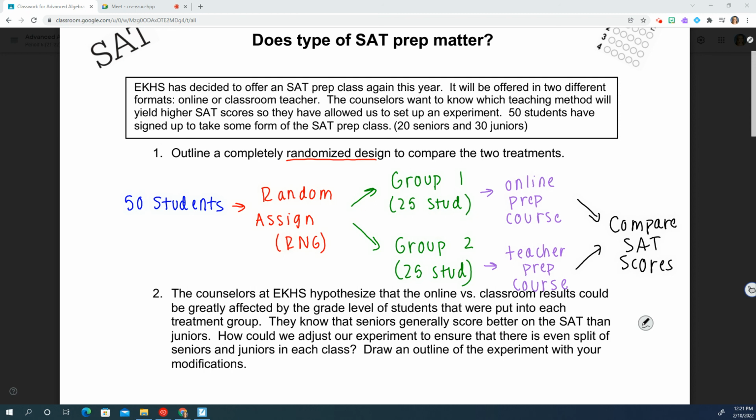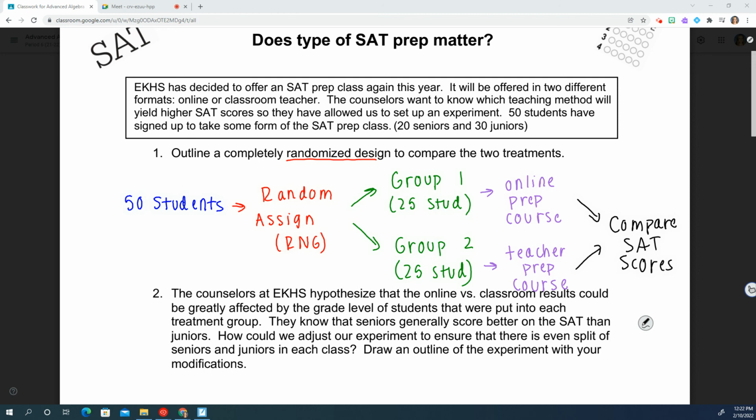All right, the counselors at this school hypothesized that the online versus classroom results could be greatly affected by the grade level of each student that were put into each treatment group. They know that seniors generally score better on the SAT than the juniors. How can we adjust our experiment to ensure that there is an even split of seniors and juniors in each class? Draw an outline of the experiment with your modifications.